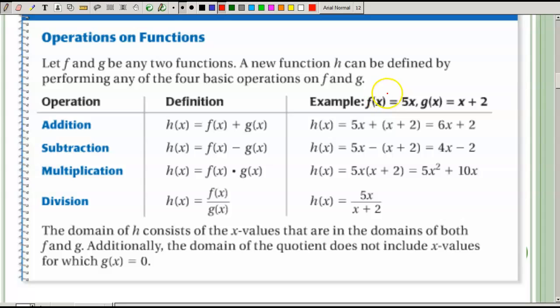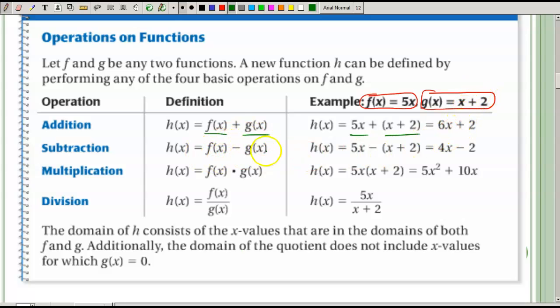Here are just some simple examples. If f of x equals 5x, and my other function, g, is equal to x plus 2, so we have an f of x and a g of x, then if I asked what is f of x plus g of x, you would simply take those function definitions and add them. You'd have 5x plus x plus 2, and then we can combine our like terms. And so we'd get 6x plus 2.